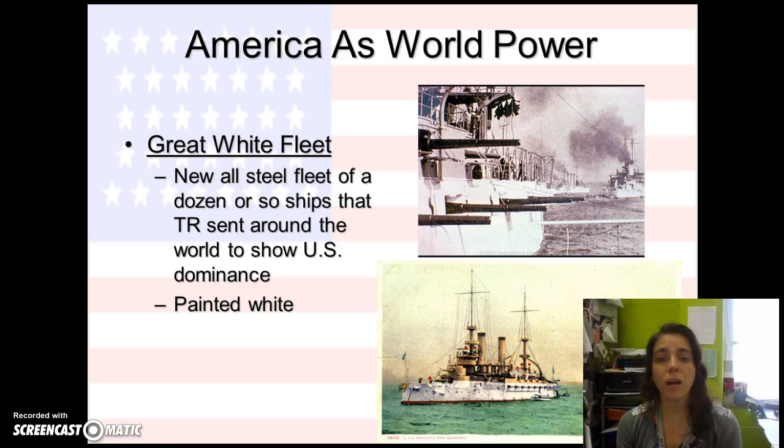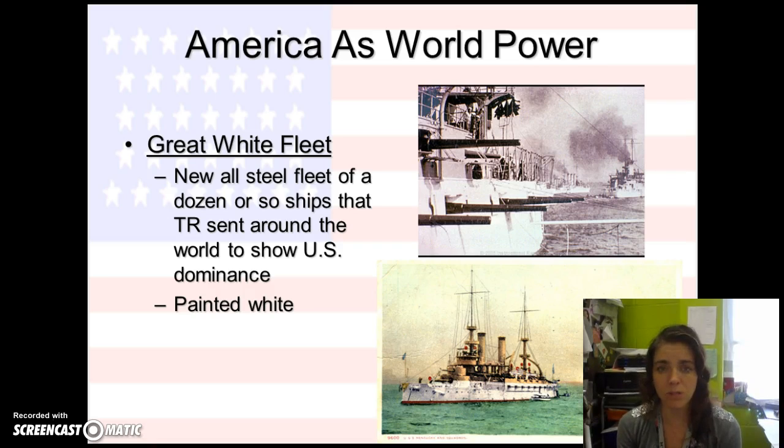Okay, so America is a world power. Basically, you have the Great White Fleet. This is a new all-steel fleet of a dozen or so ships that Teddy Roosevelt sent around the world, and he painted them white. This is to show U.S. dominance. This is where we talk about Teddy Roosevelt and what's called gunboat diplomacy.